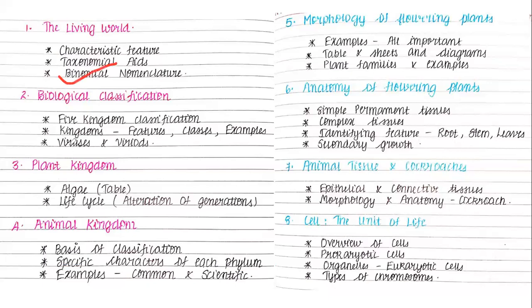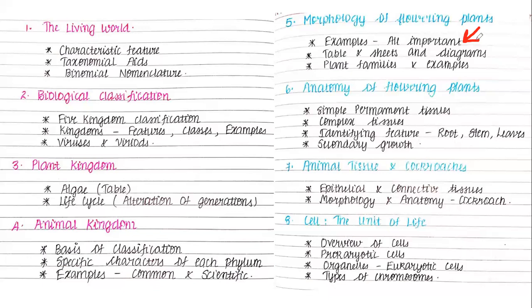So living world is over, biomolecules is over, plant kingdom is over, animal kingdom is over. Now coming on to the 5th chapter, that is morphology of flowering plants. You will have to study all the examples. All the examples of that chapter are very, very important. Estivation, placentation and all is very important. Estivation, placentation, okay? Then modifications of the root, stem, leaves, everything very important, okay? Basipetal succession, acropetal succession, very important.